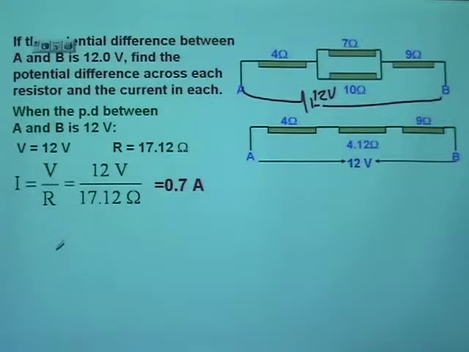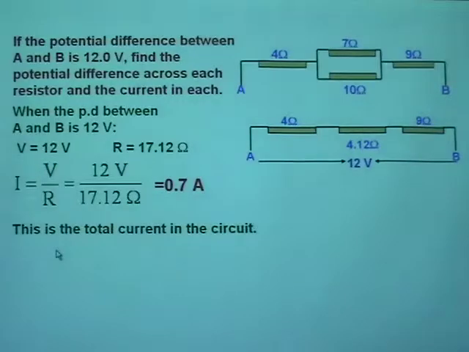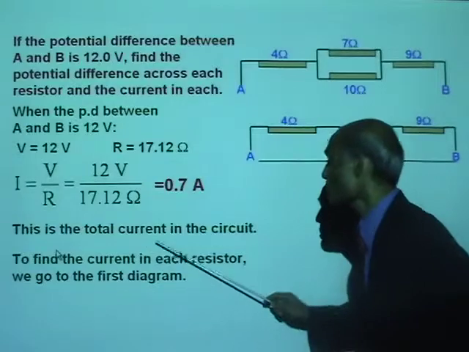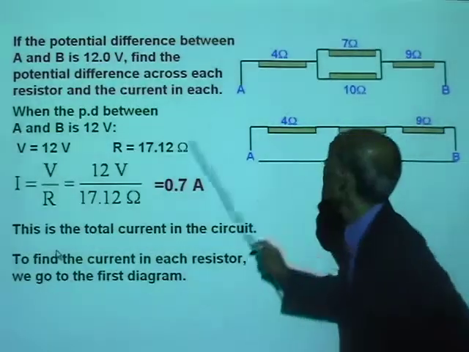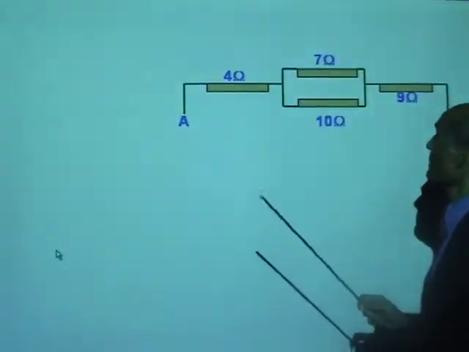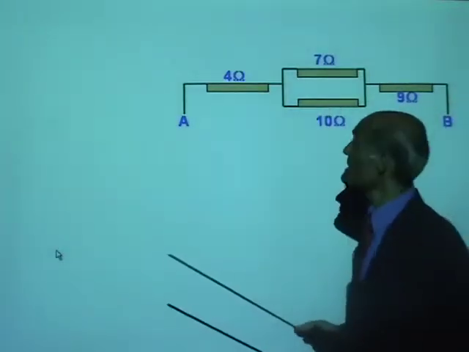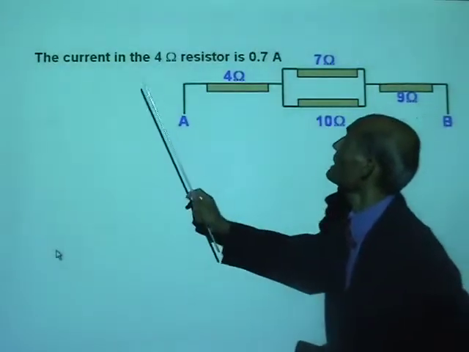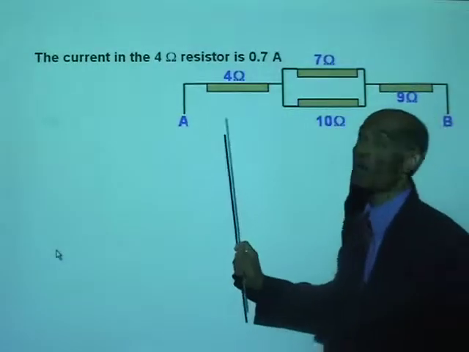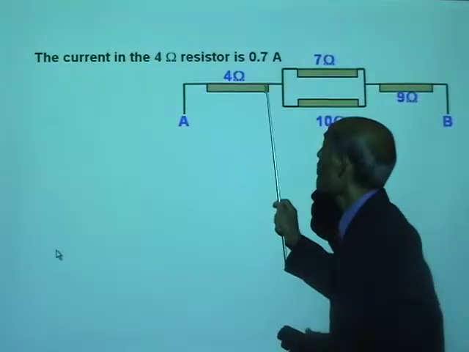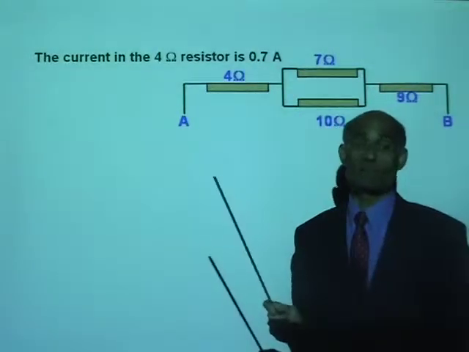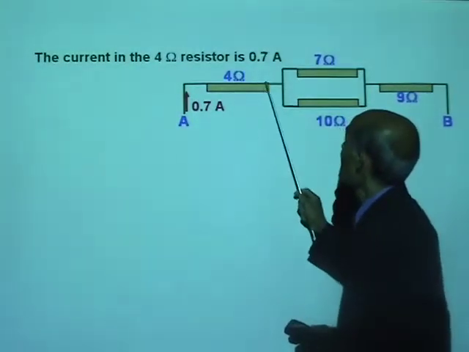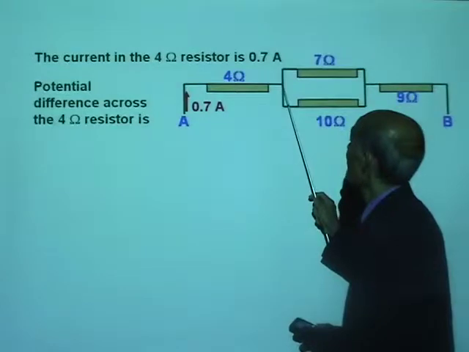Well, let's continue. Now, this is the total current in the circuit. To find the current in each resistor, we go to the first diagram. Alright, this is the first diagram. Let's now find the current in each resistor. The total current we know is 0.7 ampere. That means the current in the 4 ohm will be 0.7 ampere. There you are. That 0.7 ampere comes to this point. What happens?